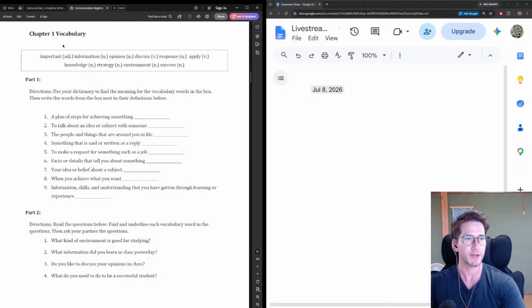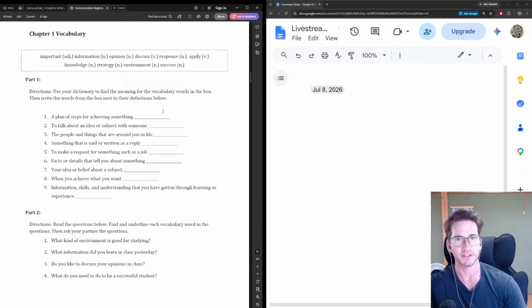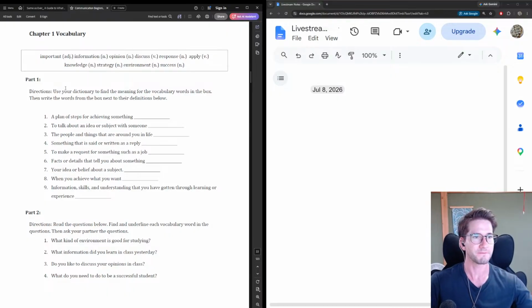Okay, chapter 1, vocabulary. So let's read through them first. Important, information, opinion, discuss, response, apply, knowledge, strategy, environment, success. My dog is right below me. She's really hot. All right, part 1.